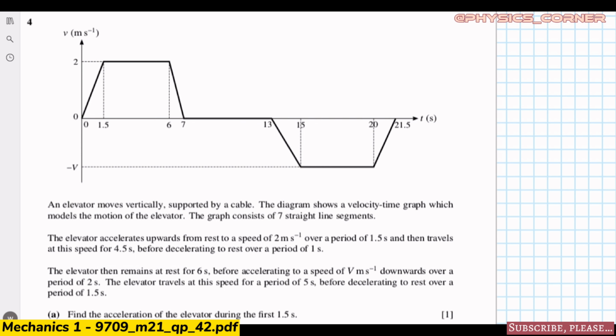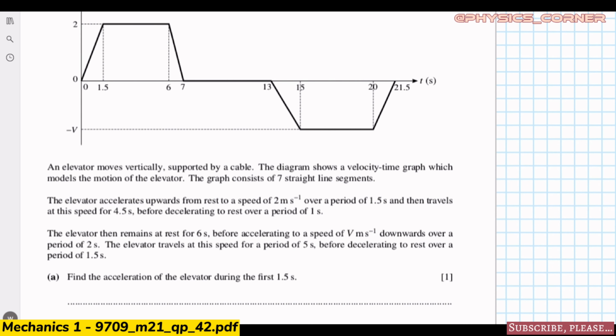The elevator then remains at rest for 6 seconds. 6 seconds means from 7 to 13. Before accelerating to a speed of v meters second minus 1 downward over a period of 2 seconds. The elevator travels at this speed for a period of 5 seconds before decelerating to rest over a period.